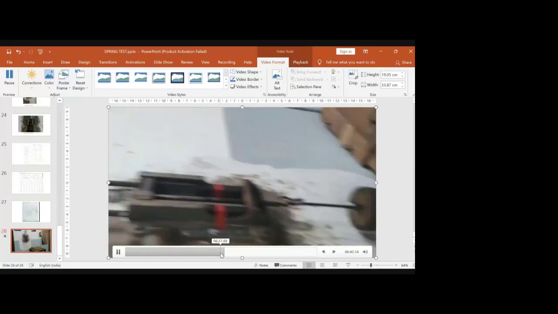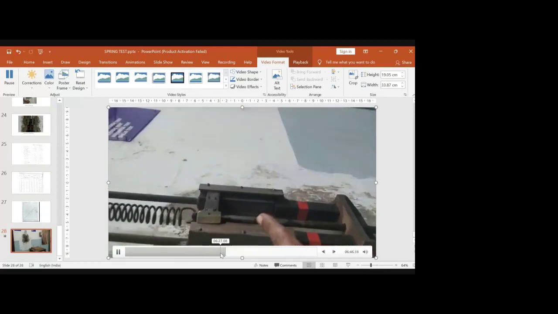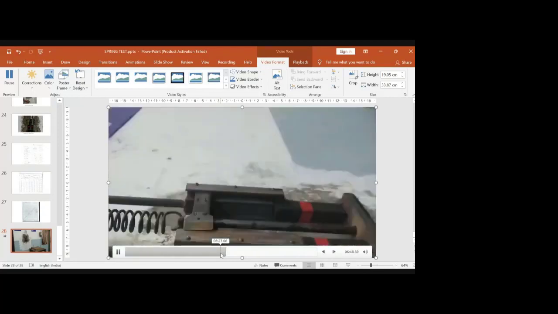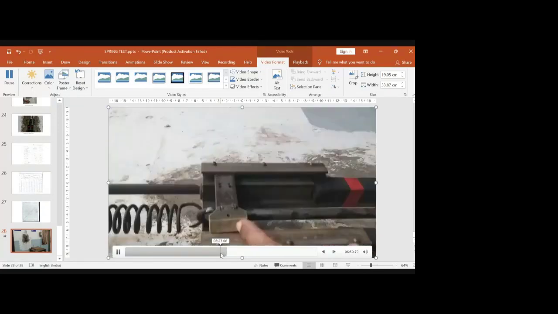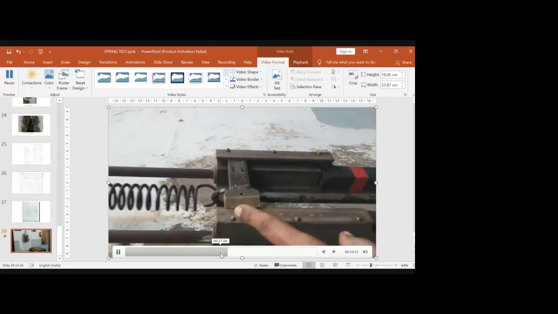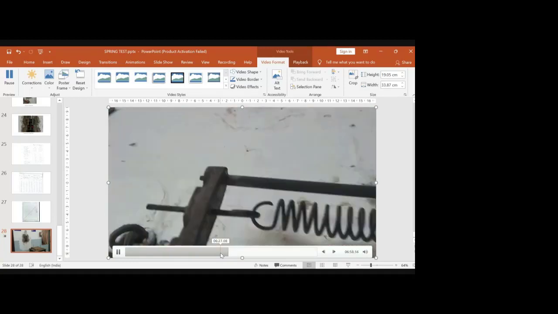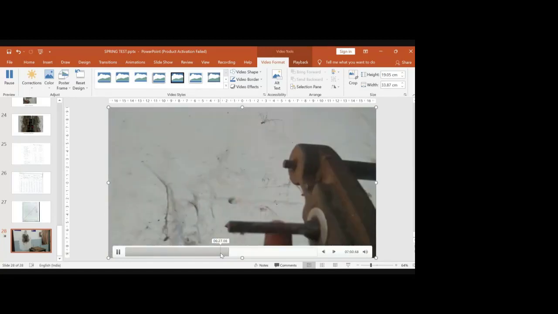So all the grooves should not come in one line, because if we unknowingly touch it, all of them may fall down. If you keep one groove perpendicular to the other, that will not happen. That is the only thing you should take care of while handling this equipment. Otherwise, it's a very simple machine.